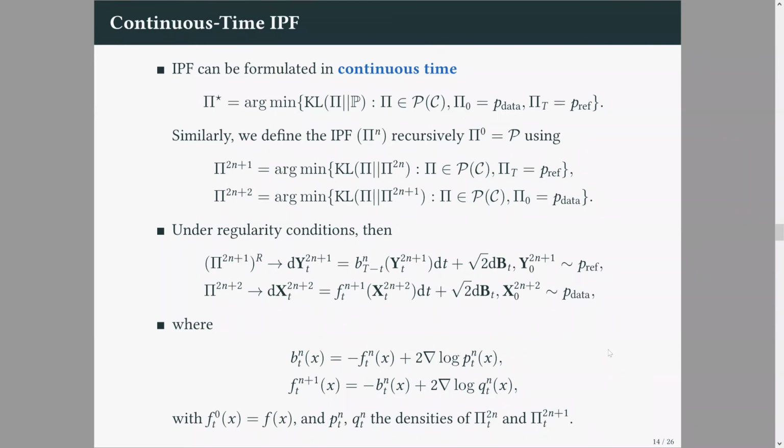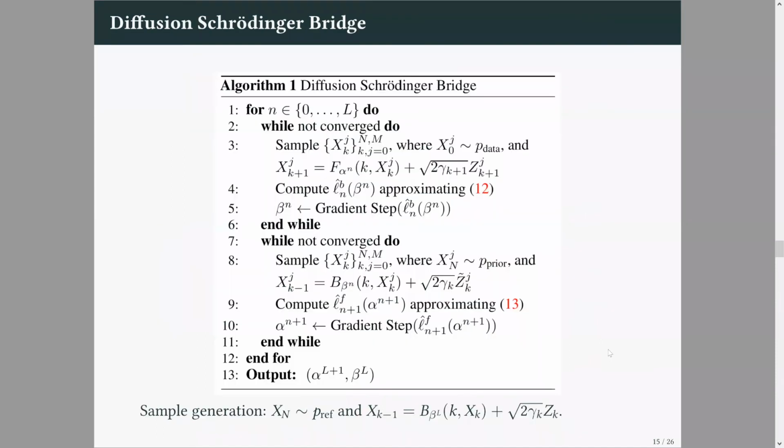You can show that if you could implement this exactly, it would converge to the Schrodinger bridge. Practically, we are not going to be able to do this, and we're going to approximate those drifts using the score matching idea that I previously described. I'm not going to go into that, but essentially at training time, you're going to have to train as many score networks as you do IPF iterations.